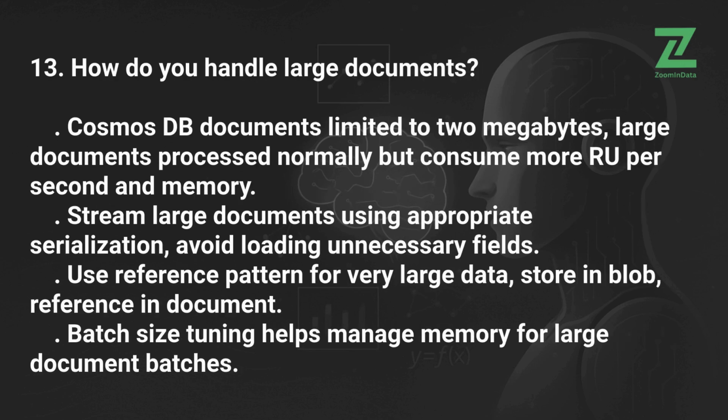13. How do you handle large documents? Cosmos DB documents are limited to 2 megabytes. Large documents process normally but consume more request units per second and memory. Stream large documents using appropriate serialization. Avoid loading unnecessary fields. Use the reference pattern for very large data. Store in blob, reference in document. Batch size tuning helps manage memory for large document batches.